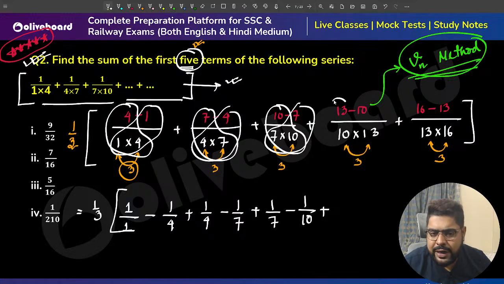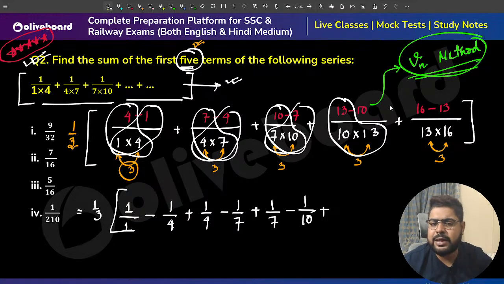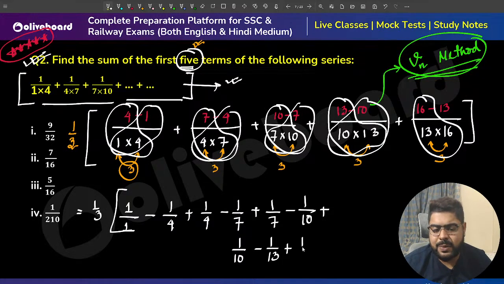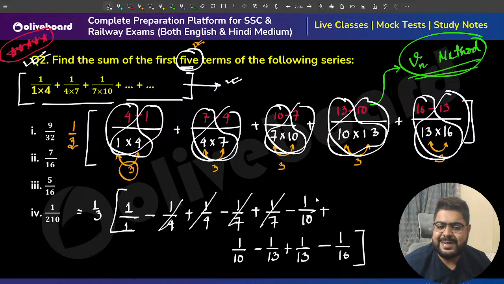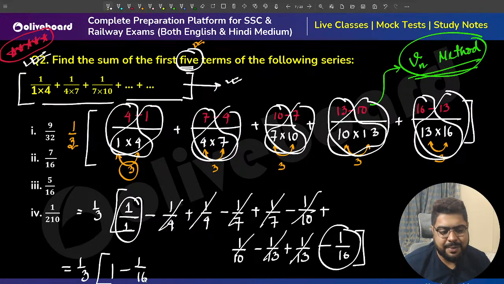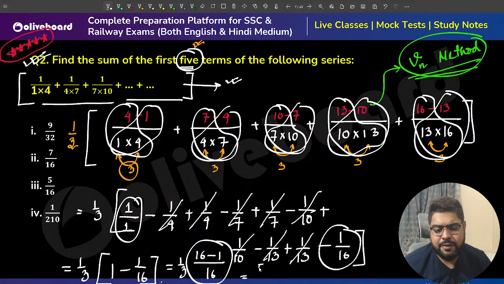Now, over here, again, same thing. If I do this 13 by the whole thing, 13 cancels, I'll have 1 by 10. Again, I'm writing the whole thing so that you understand. 10 cancels, minus 1 by 13. Plus 16 by this, 16 cancels, 1 by 13. Minus this cancels, 1 by 16. Now you see, this cancels, this cancels, this is cancelling. Ultimately, what we are having is the first term and the last term. 1 minus 1 by 16. So now we can calculate this to be 16 minus 1, so this is 15 by 16.